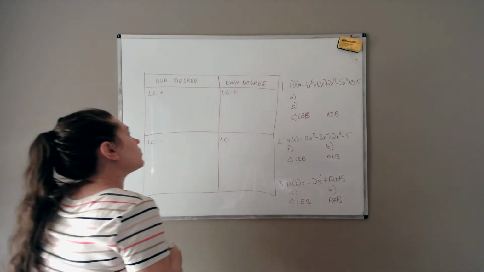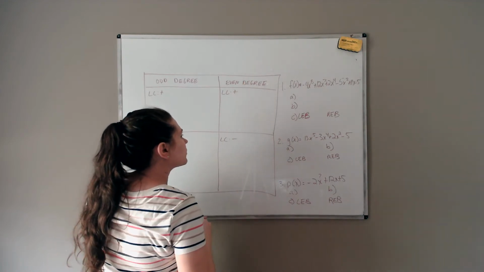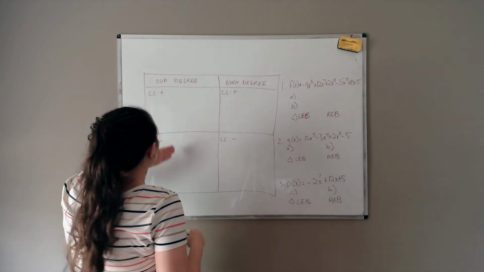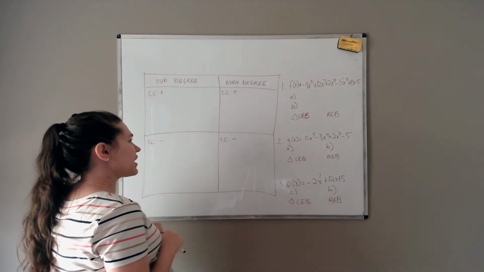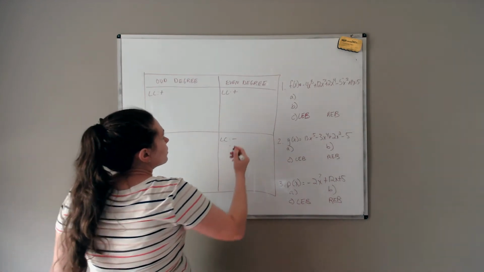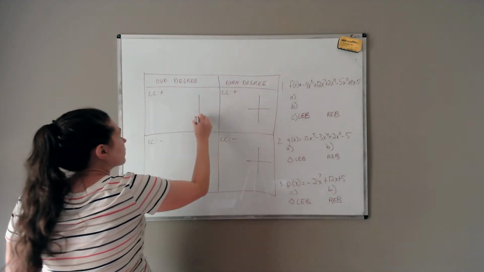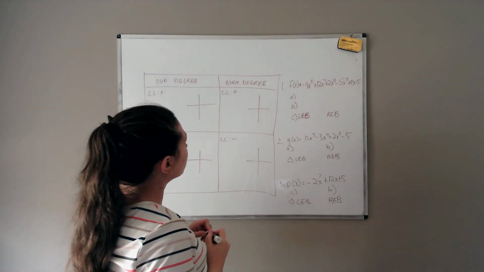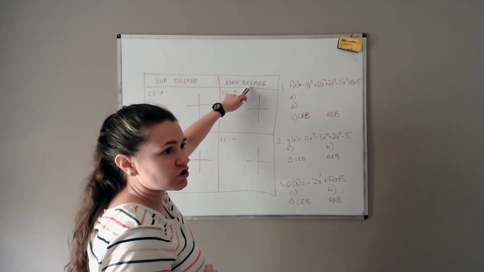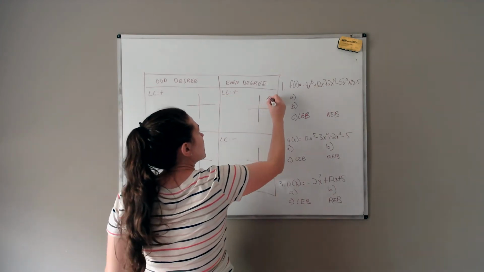There's something in common between all even degrees, all odd degrees, and then there's something in common between all positive leading coefficients and all negative leading coefficients. So we're going to draw an example of each, and then we're going to write out what the end behavior is. If it's an even degree, that means the end behaviors go in the same direction. If the leading coefficient is positive, then the right end goes up.